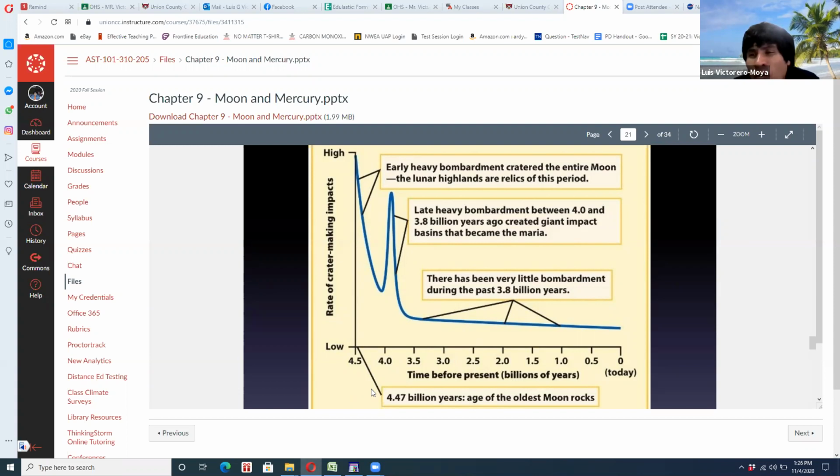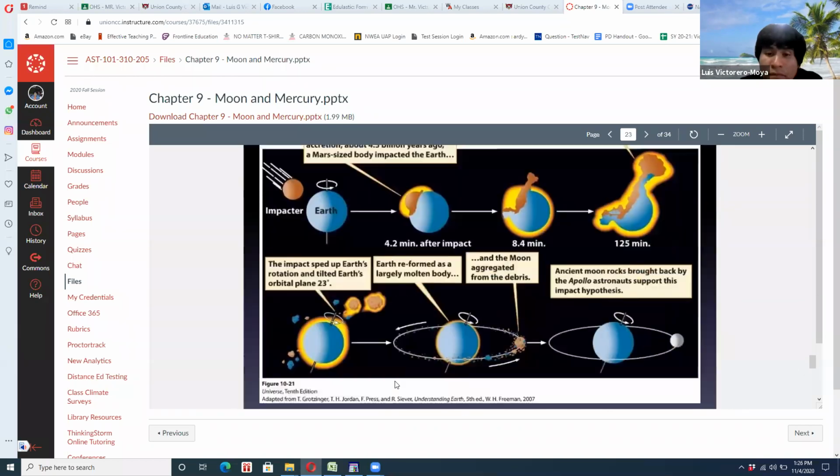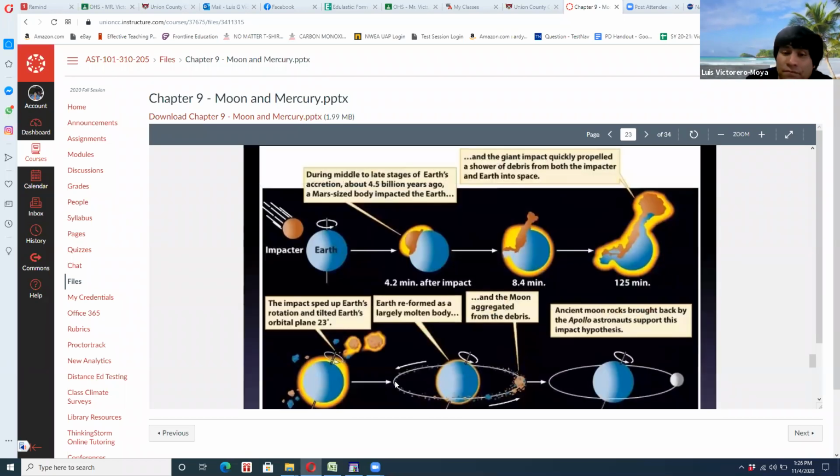So how was the moon formed? What's the most accepted theory? Well, it's this one. We think, and there are computer-based models that we have done, that once the Earth was formed about 4.5 billion years ago, a Mars-sized planetesimal collided, crashed with the Earth.